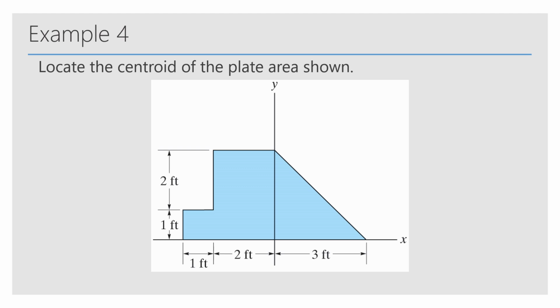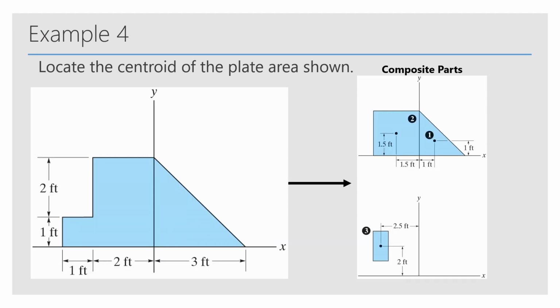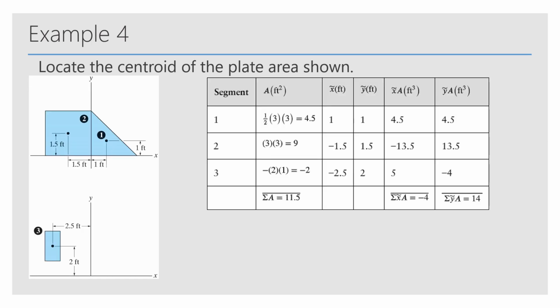Let's take a look at our last example. Example 4 asks us to locate the centroid of a plate with the area shown below. Here we have composite parts, where we have a 1, 2, and then 3. Basically what we're going to do is take the simple shapes for 1 and 2, and then find the simple shape for 3, and we're going to subtract 3 from 1 and 2 to get the original area that we were given.